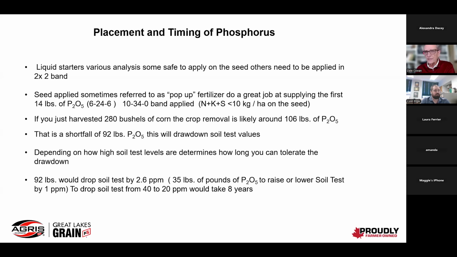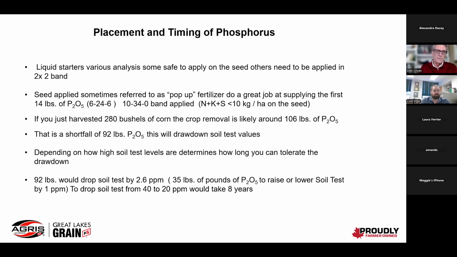And so how critical is that drawdown? Well, it depends where your soil test levels are to begin with. If you're really high, you've got a little bit of time before you worry about your soil test level getting so low that you're starting to interfere with crop growth. If we look at 35 pounds of P2O5 from the OMAFRA recommendations to raise a soil test 1 part per million, then 92 pounds would suggest that soil tests after 1 year would drop just over 2.5 parts per million.